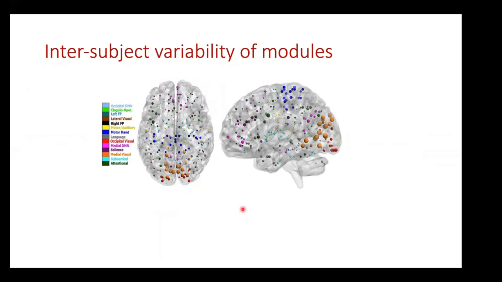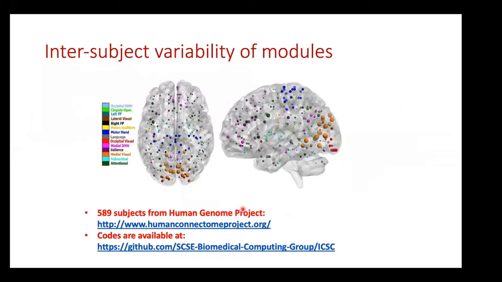And also we look at this. This was actually a public domain data set. It's called Human Genome Project. There are about 1,000 data subjects in this brain images. These are resting state functional MRI images. So we detect the modules, and then we look at the inter-subject variability, because different persons have different brains, how they are different in different modules, different brains. So that's called the inter-subject variability.